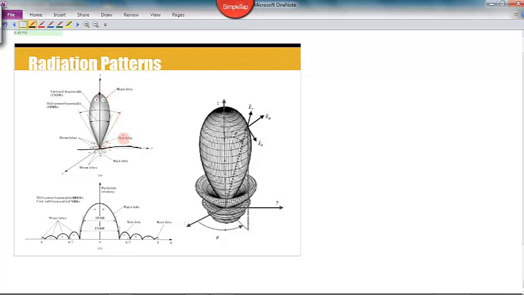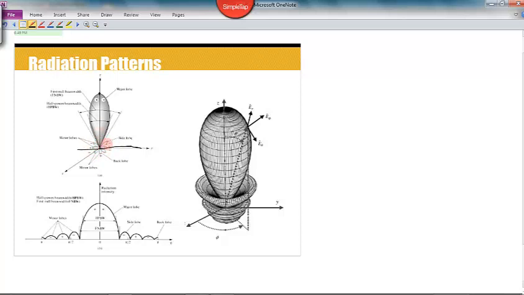A back lobe is a minor lobe whose angle is in the hemisphere opposite to that of the major lobe, typically 180 degrees to the main beam. So typically that minor lobe is in a direction opposite to that of the major lobe. Minor lobes, whether they're side lobes or back lobes, usually represent radiation in an undesired direction. And the objective of good antenna design is to minimize these minor lobes.